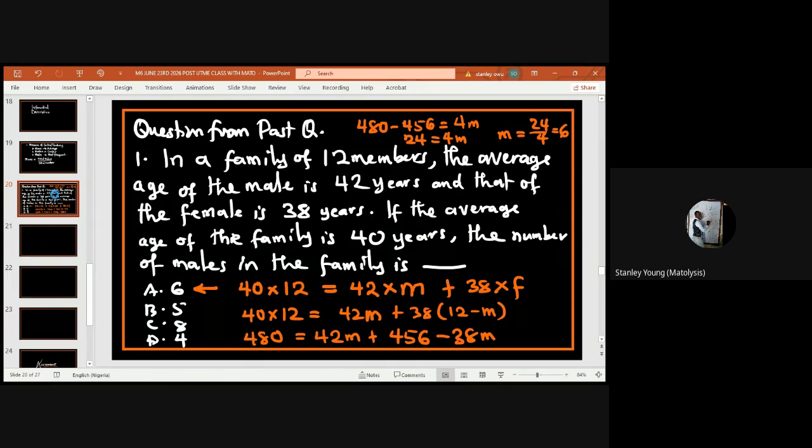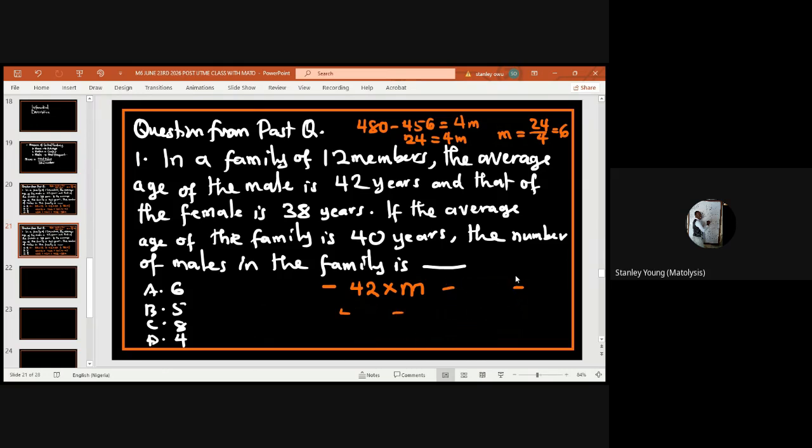Hold on, I need to duplicate this. The options supplied are 6, 5, 4, and 8, and it is asking for the number of male in the family. So watch what I will do. I have 12 members in the family, and the average age of the family is 40, right? So it means the total age of the family is going to be 40 times 12. I already know that as 480. I'll keep that aside. Then I'll start playing the options.